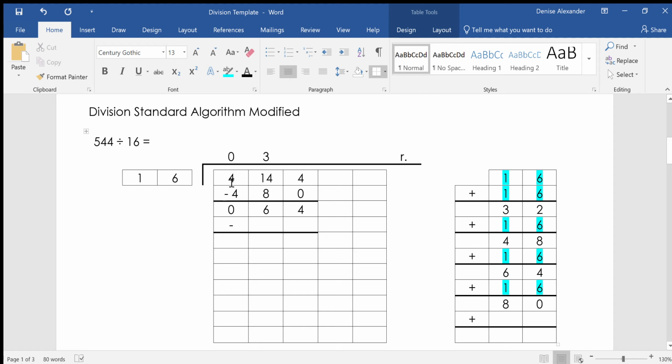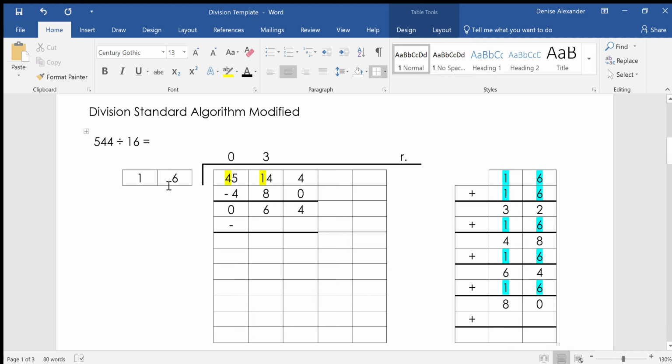Now, the one thing I always do is I use a highlighter to highlight the 4 to remind me I used the 4, but I need the 5 there so that I can remember the number was 544. So this 1 right here, I also highlight in the yellow, so I remember it's about my subtracting.